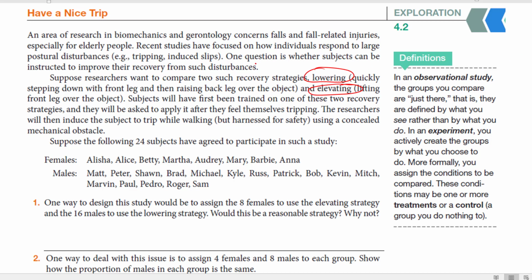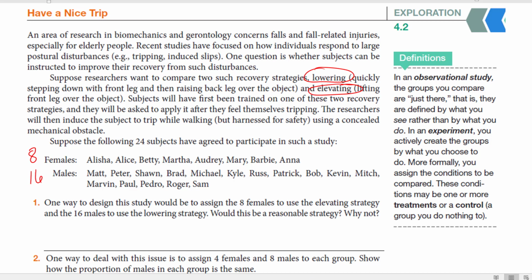So subjects will have first been trained on one of these two recovery strategies, and they'll be asked to apply it after they feel themselves tripping. The researchers then induce the subject to trip, but they are harnessed in for safety, and they use concealed mechanical obstacles to actually trip them. So suppose the following 24 subjects have agreed to participate in this study. Notice there are 8 females, and notice there are 16 males for a total of 24 people.